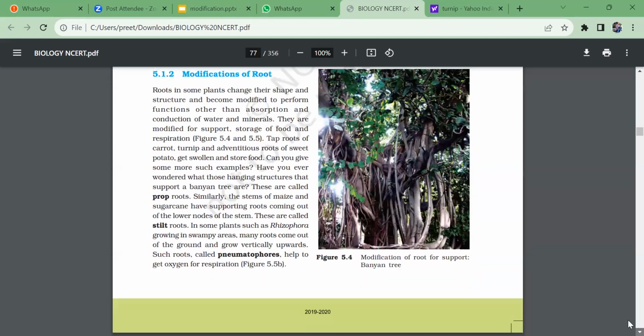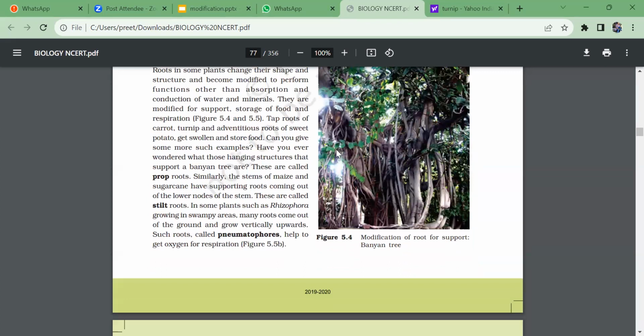Ma'am, any prop roots question? Prop roots ko aerial roots bhi bolenge na? Will you type it? I mean Ronak, who to ask? Ronak, no? Yes ma'am. I couldn't hear you. Your voice is not that audible. So will you just put it in the message in the chat box? Ma'am, prop roots ko aerial roots bhi bolenge na?